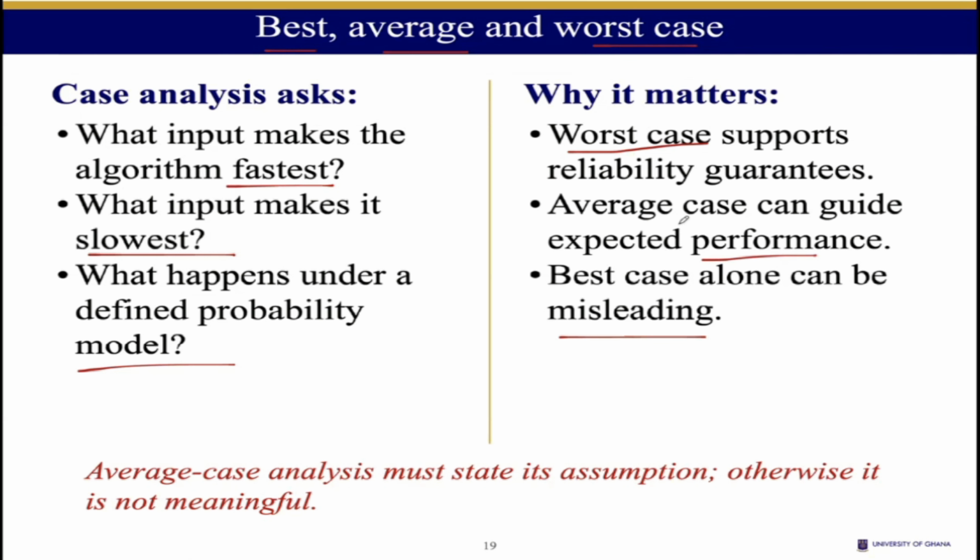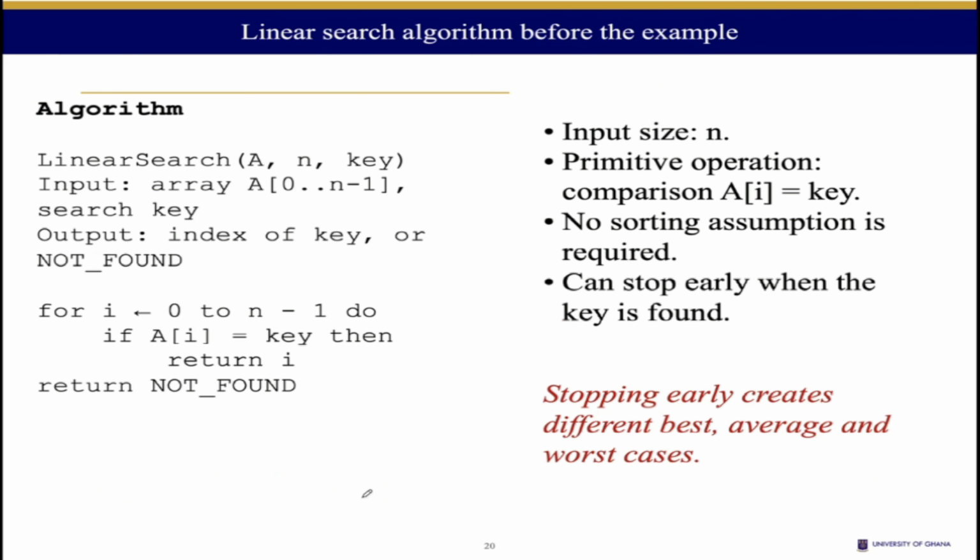And then based on the stress testing you have performed, you can really vouch for the performance of the algorithm. But if you just follow the best case all the time, it may be misleading. So the average case analysis must state its assumptions. Otherwise, it may not be meaningful. That's why all the time you have to look at the worst case. So in the worst case scenario, what will happen?